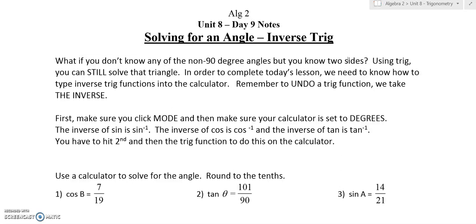But going through the top, what if you don't know any of the non-90 degree angles, but you know two sides? Using trig, you can still solve that whole triangle. In order to complete today's lesson, we need to know how to type inverse trig functions into our calculator. Remember, to undo a trig function, we take the inverse, and we'll talk about the steps and what we type in the calculator in a second. First, make sure you check your mode, and then make sure your calculator is set to degrees.